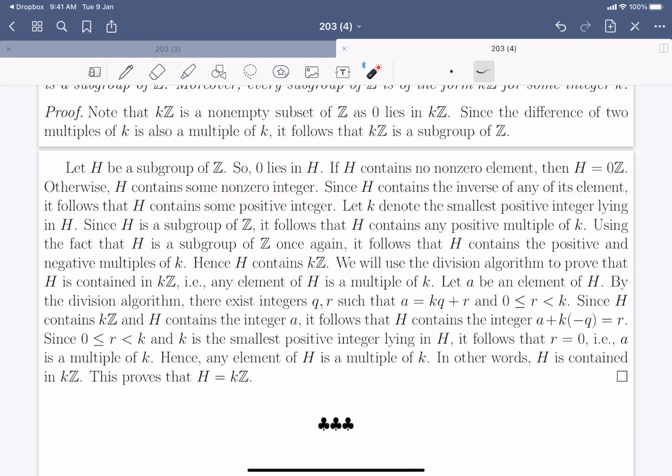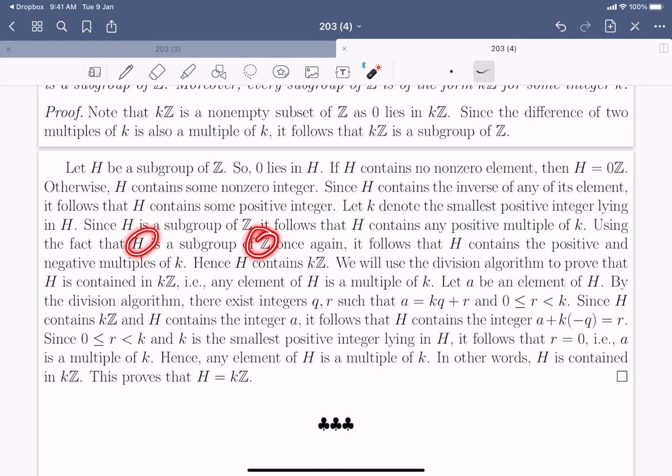So we pick the smallest positive integer lying inside H. There is something that we are using here, but I don't want to state it. Of course you see it immediately, I suppose, that if there are positive integers inside H, then one can certainly pick the smallest positive integer. So let's denote it by K. And now you know that H is a subgroup of Z, so H contains any positive multiple of K.